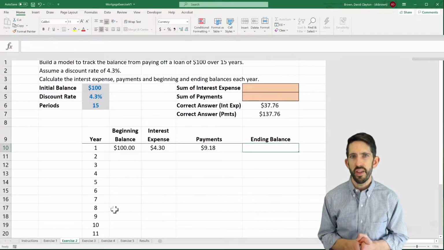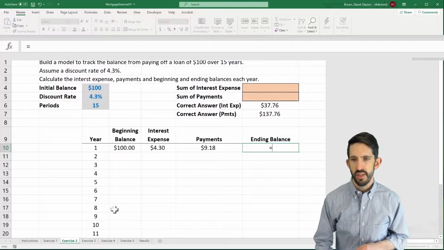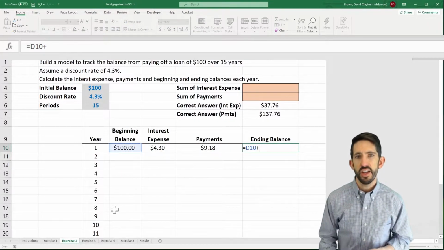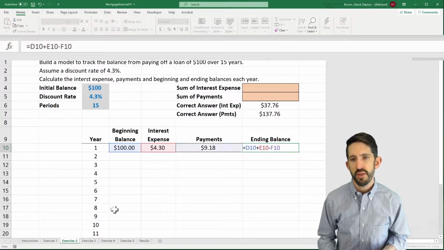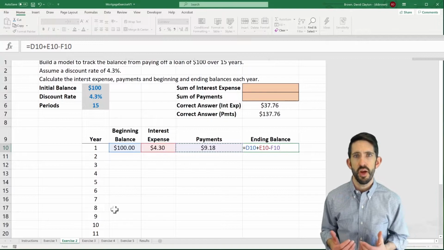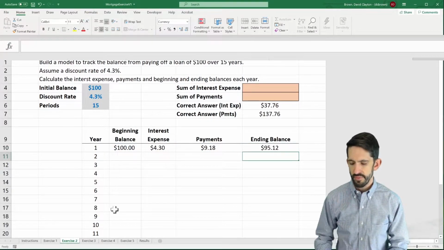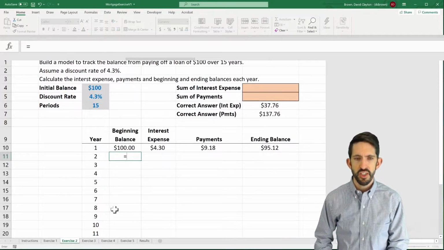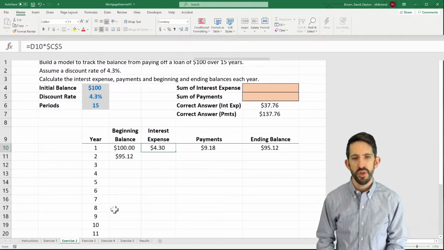And now our ending balance. Now we have to think through logically what happens to our account through the year. Where does the account start? At the beginning balance. We then add on anything that we owe in interest. Finally, we subtract any payment we make because that reduces the amount we owe. At the end, we then owe $95.12. Now that happens to be the beginning balance for the next year. So the beginning balance in period 2 is our ending balance from the prior period.